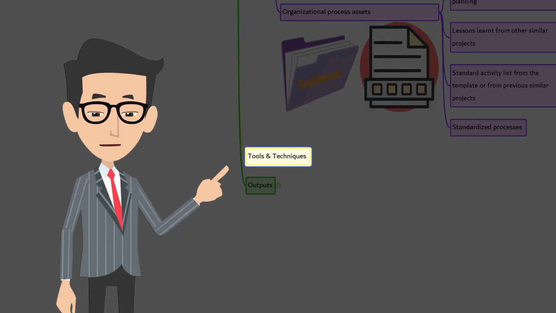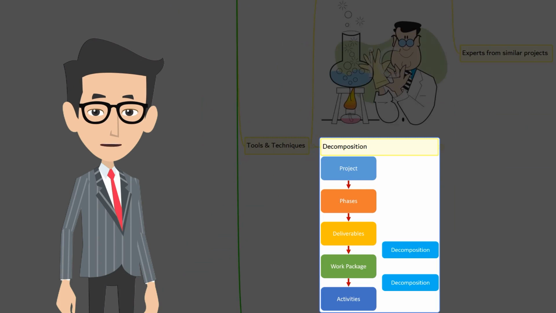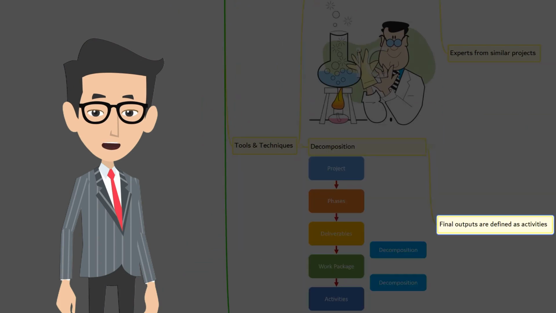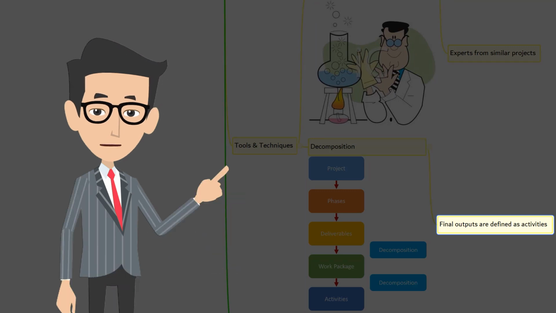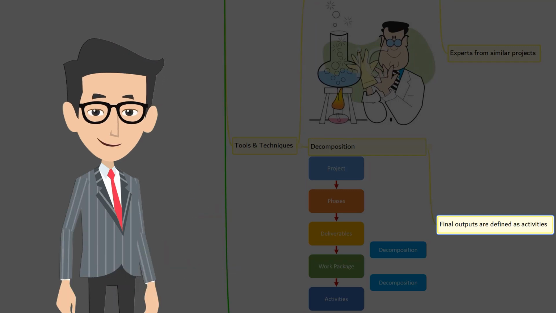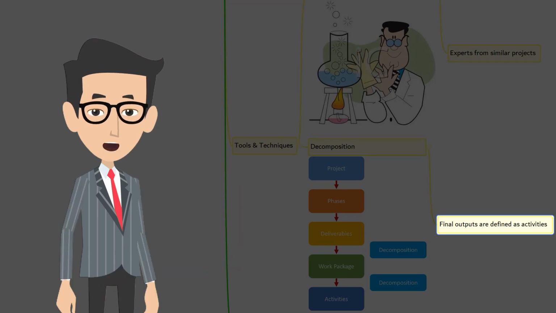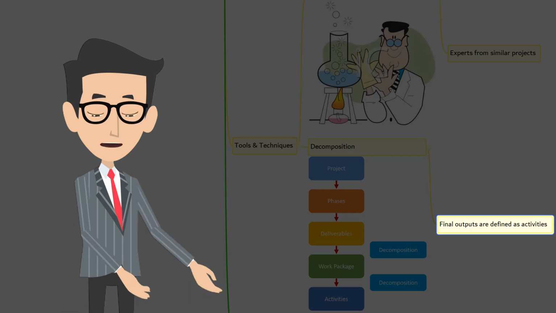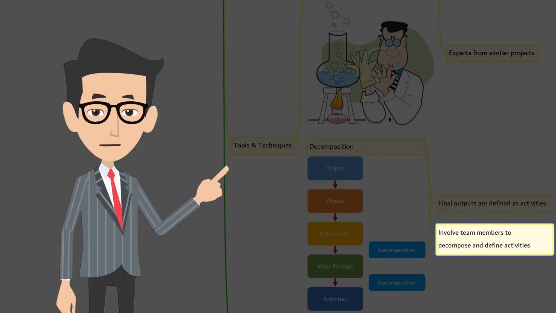Let's look at the tools and techniques. First, expert judgment. For this process, the experts are experienced people from similar projects. The next tool and technique is decomposition. In Create WBS, the final outputs are defined as deliverables, but in Define Activities, the final outputs are defined as activities. Each work package is decomposed into the activities required to produce the work package deliverables. The WBS and WBS dictionary are used as the basis for development of the final activity list. Involving team members in the decomposition can lead to better and more accurate results.